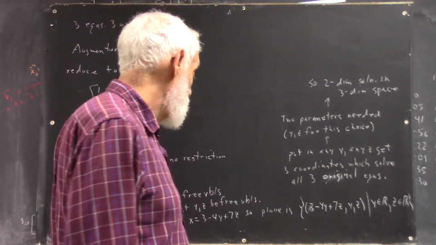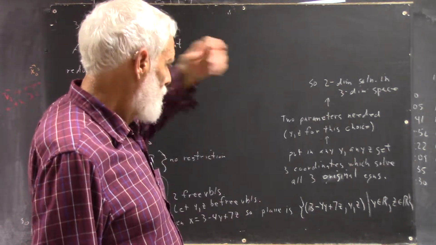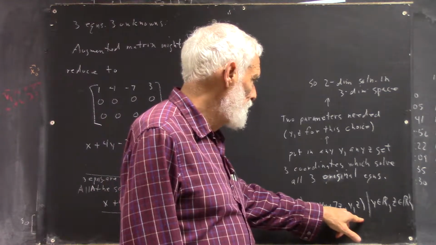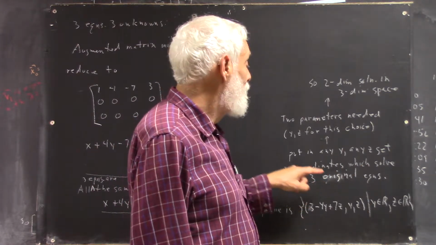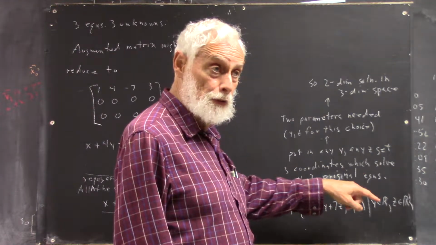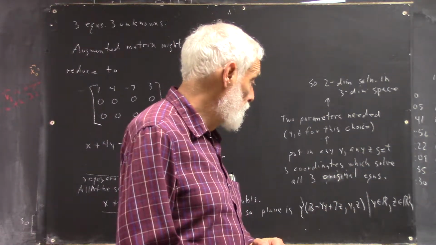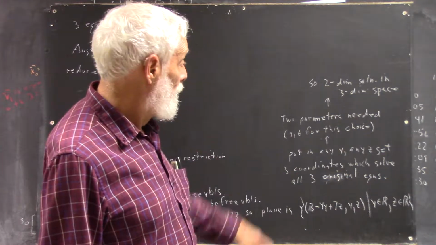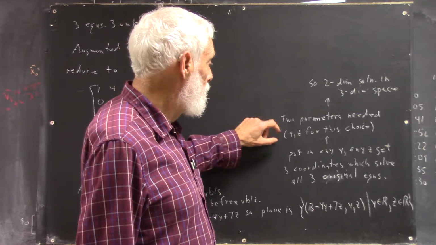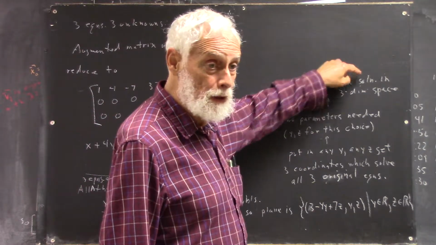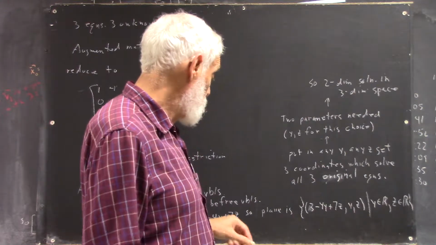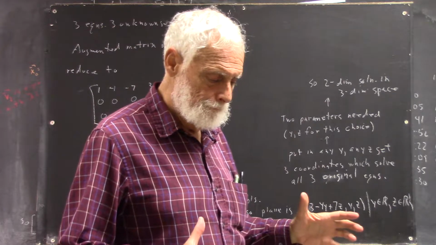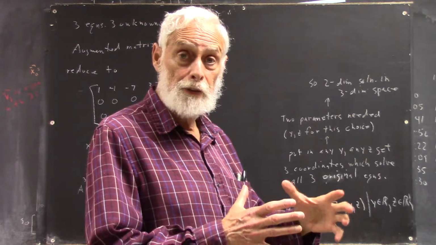Okay? So, and that's what I say here, put in any y and any z, you get three coordinates here. And those three coordinates will solve any of the three original equations. They'll solve every one of the three original equations. Okay, since there are two parameters here, two free parameters, that means you've got a two-dimensional solution in three-dimensional space. You won't totally understand that now, but we want to get the idea of smaller spaces and bigger spaces.